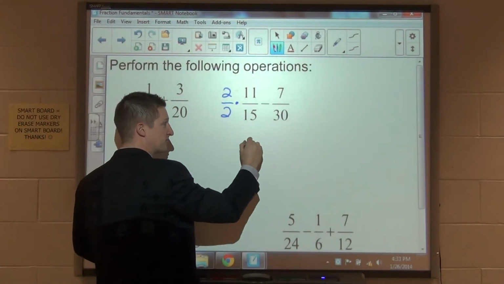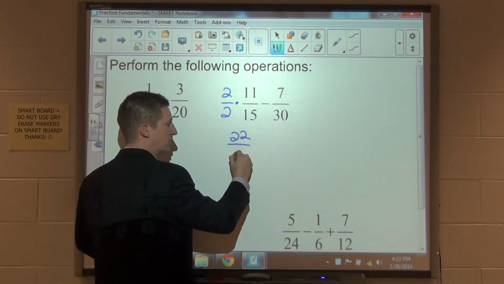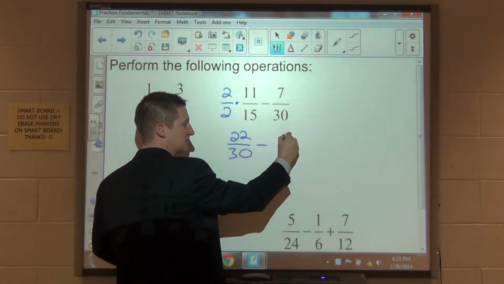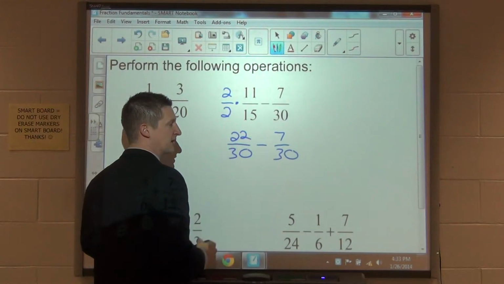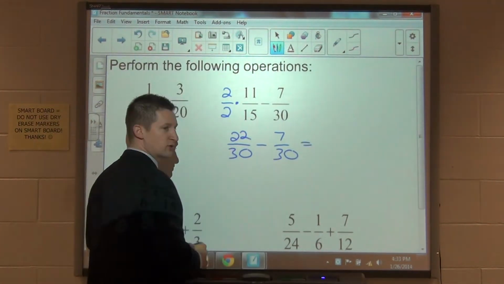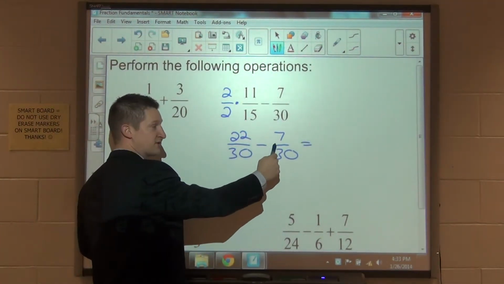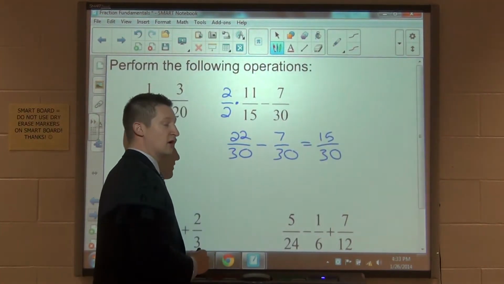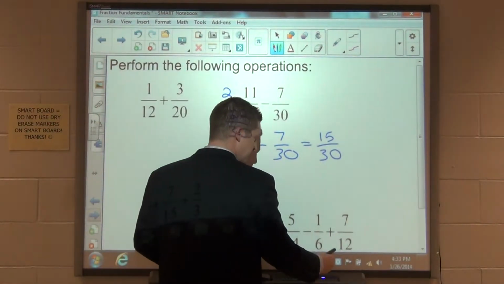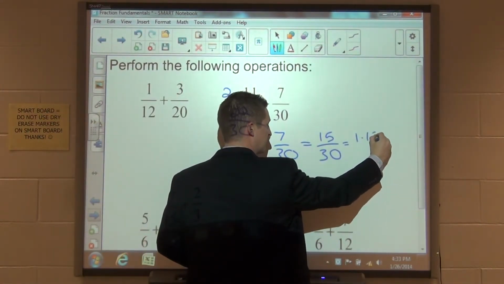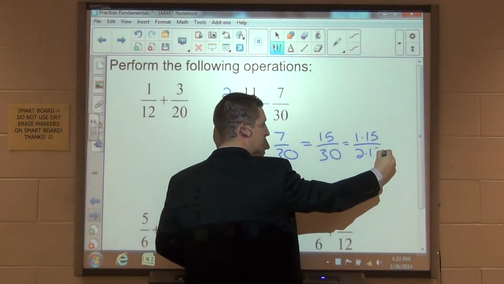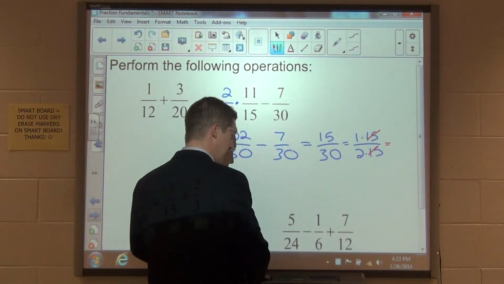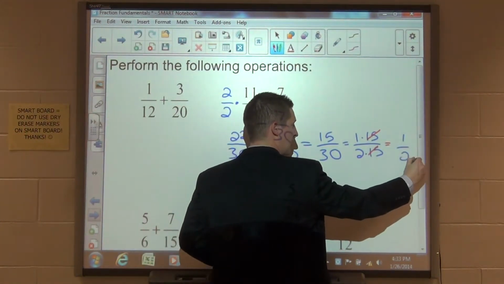This will turn my first fraction into 22/30. My second fraction is already a number of 30ths. I can leave it as is. Now that I have a common denominator, I add or subtract the numerators. In this case, 22 minus 7 is 15, which is written over the common denominator of 30. Again, I can reduce at the end. 15 can be written as 1 times 15, and 30 can be written as 2 times 15. This allows me to cancel a common factor of 15 and leaves me with a final answer of 1/2.